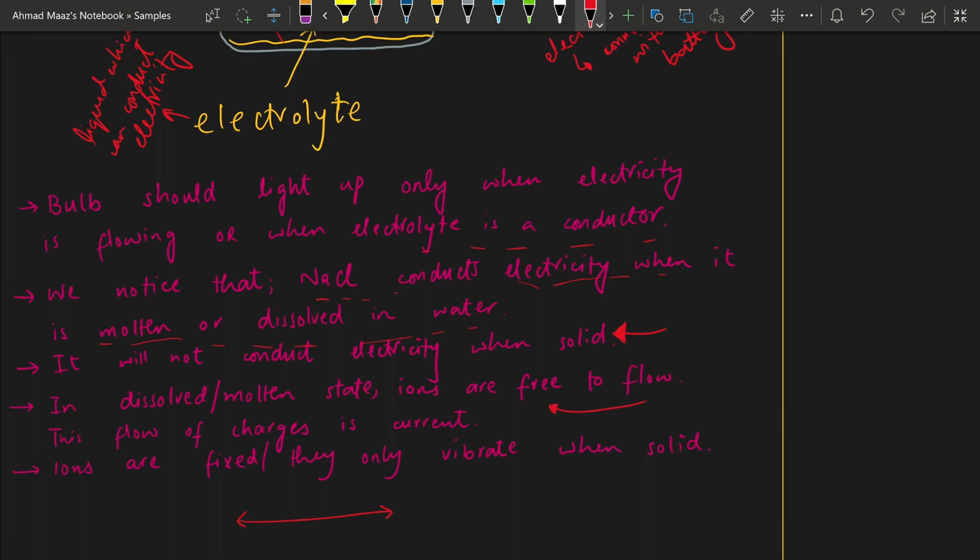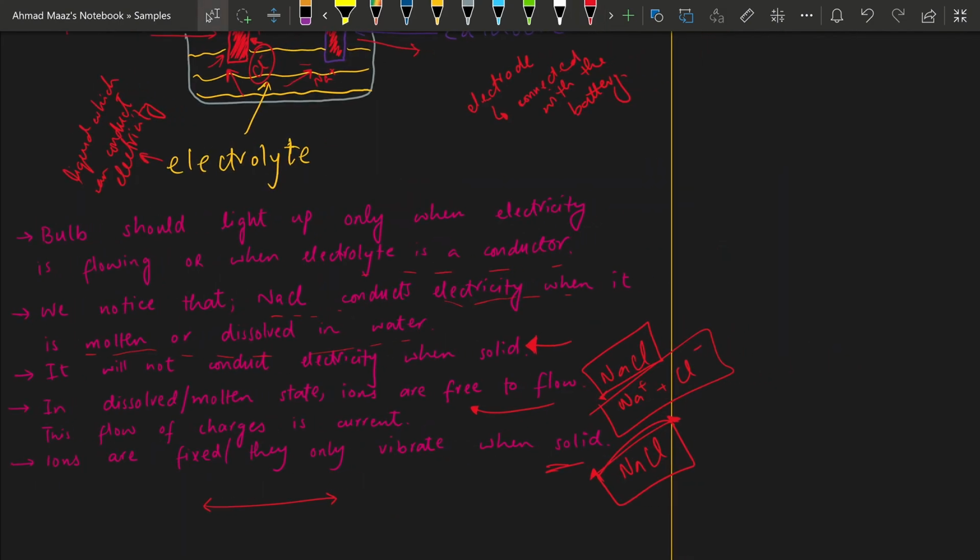Current is the flow of charges, and it is only possible when NaCl is in molten state or dissolved in water. Only then the sodium ions and chloride ions are free to move. And in the solid state, NaCl ions are fixed. They do not flow, they do not pass the current, they do not move to the opposite terminals of the battery, they do not move towards the cathode or anode, hence they do not conduct any electricity.